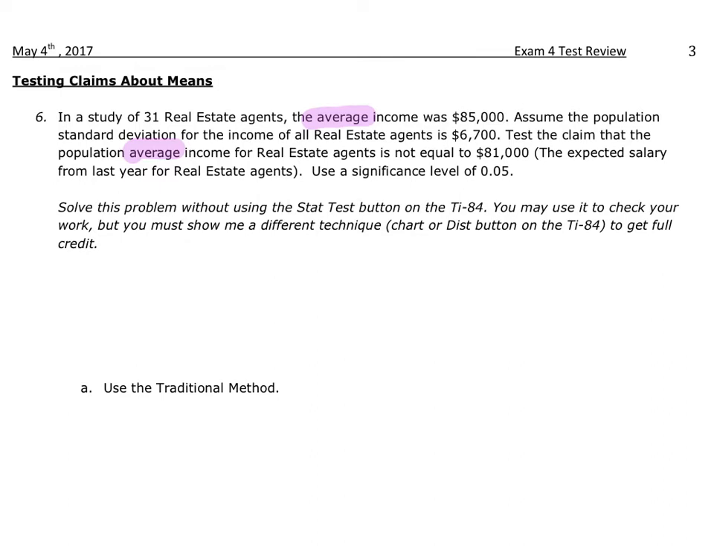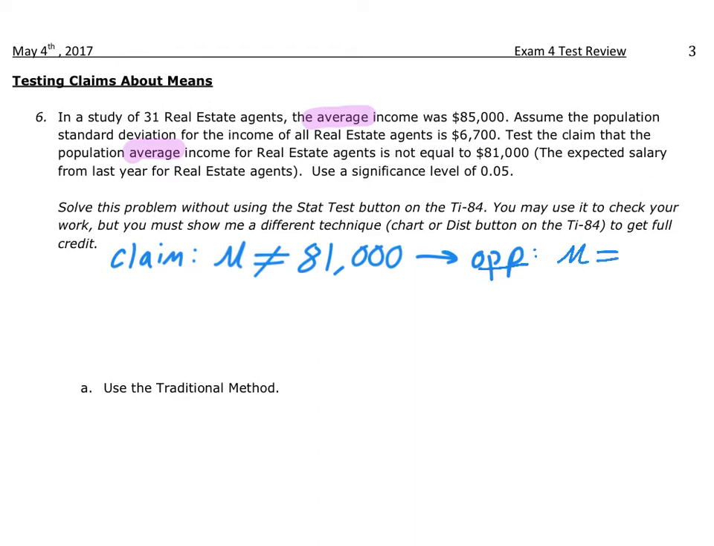I'm going to go to the next step, which is going to be identifying the claim. In this case, my claim is given to me right there in the problem. It's talking about the claim that the income for the real estate agents is not equal to 81,000. So my claim is going to be that the population mean is not equal to 81,000. That's my claim. I'm going to go ahead and go forward to the next step. If that's my claim, my opposite of that claim is going to be, if the claim is it's equal to 81,000, then the opposite is going to be mu is not equal to 81,000. I think I got that mixed up, but I think you got it. The claim is not equal to, so the opposite is equal to.